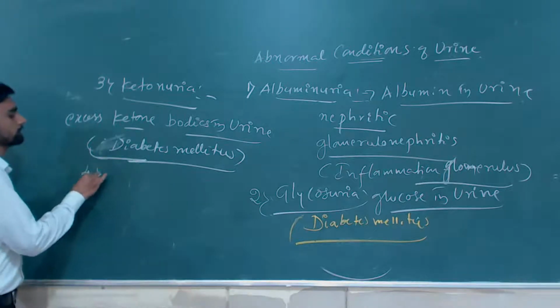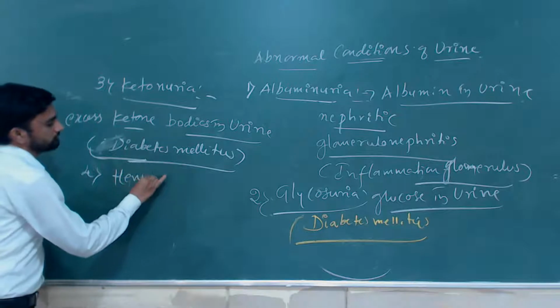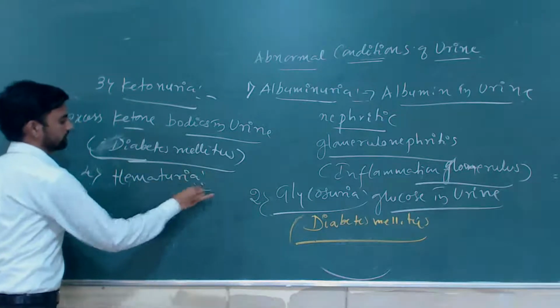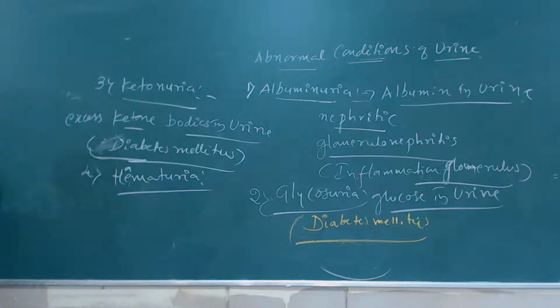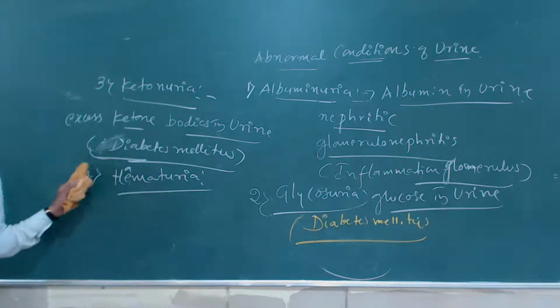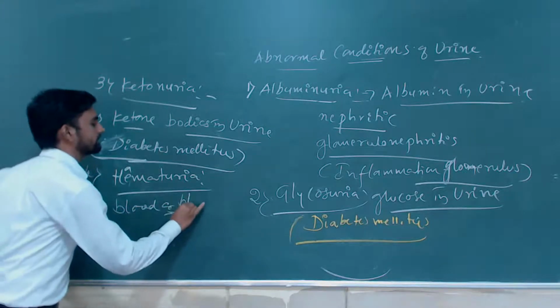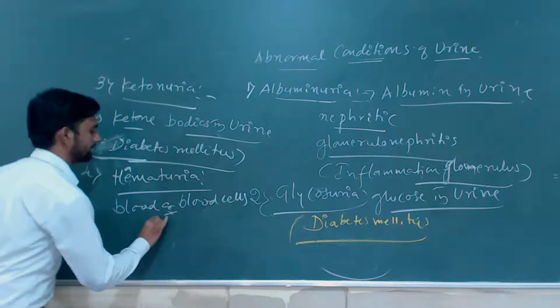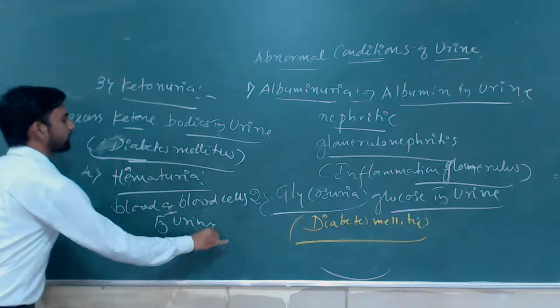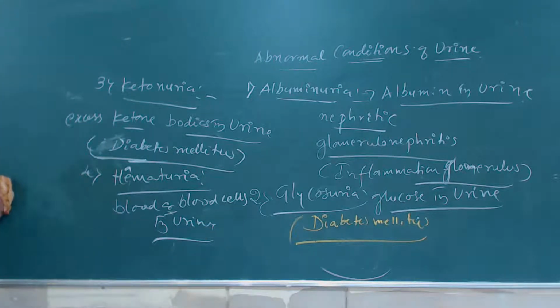And the fourth one, just write it down: hematuria. Some books have given it directly as hema, then also hematuria. Hema in the sense of related to blood. Write it down: blood in urine, blood or blood cells in urine. If RBCs are coming out along with the urine, the RBCs will show a reddish color from hemoglobin. That will also be an indication that the person is suffering from a kidney related problem.